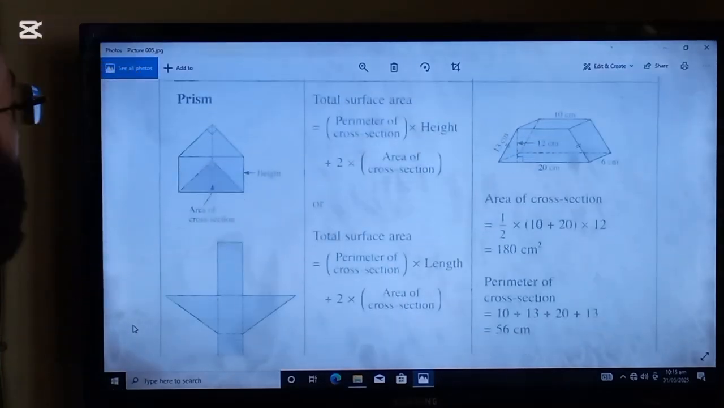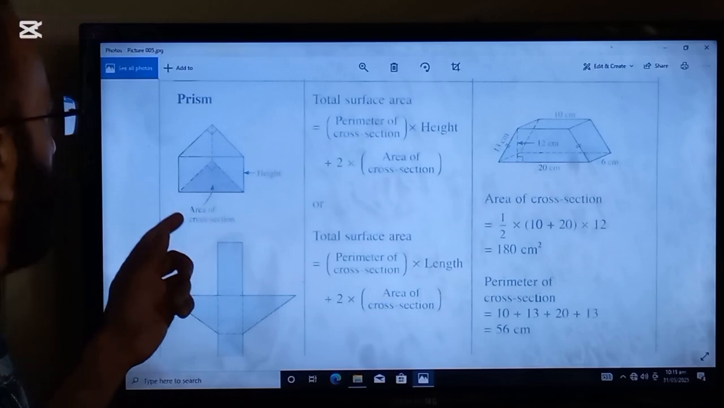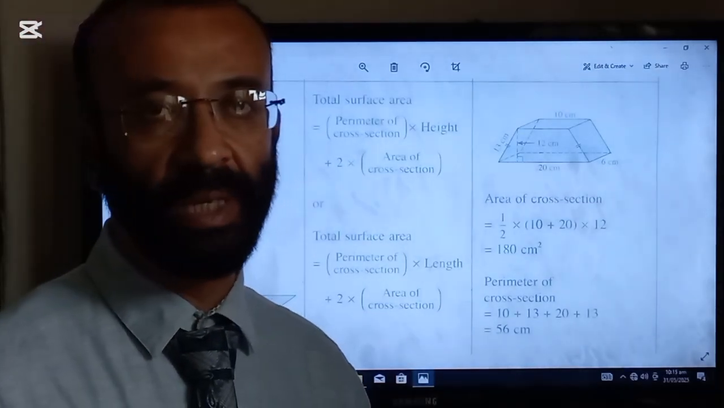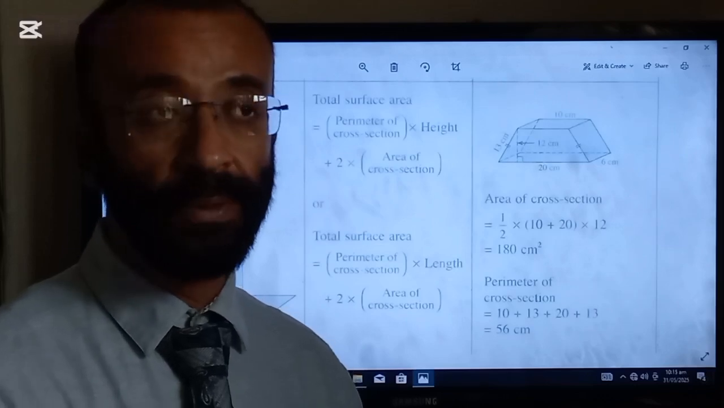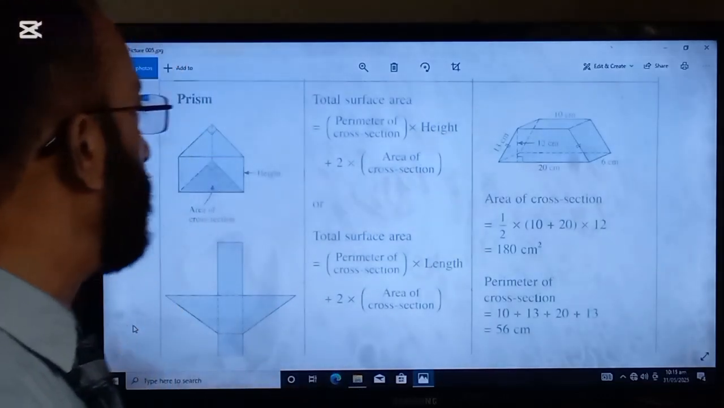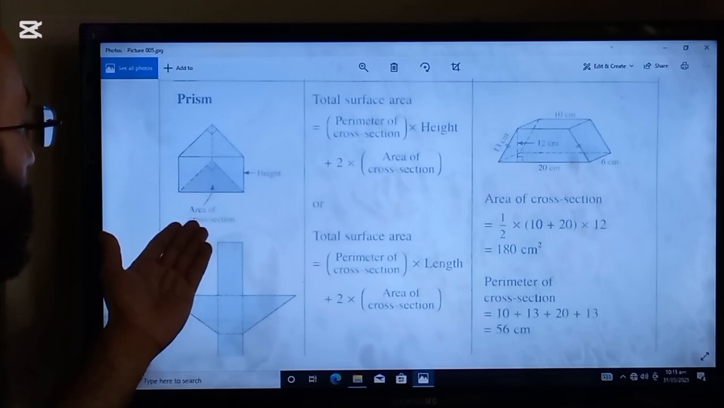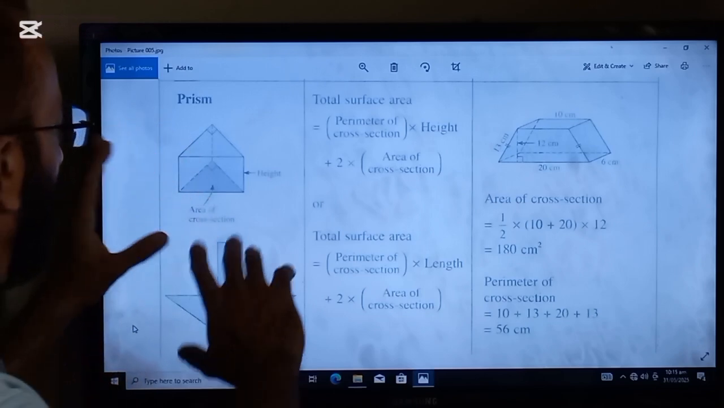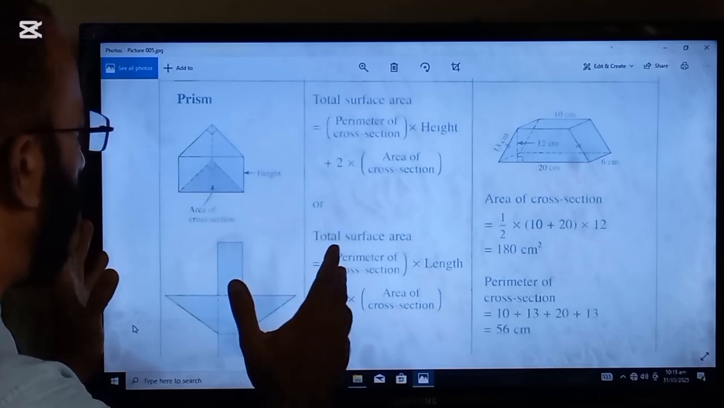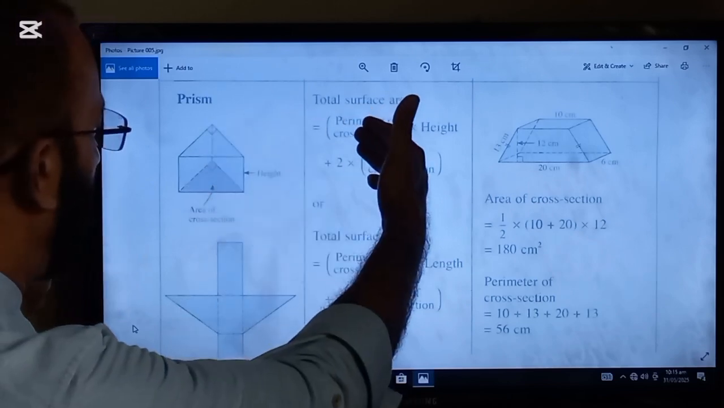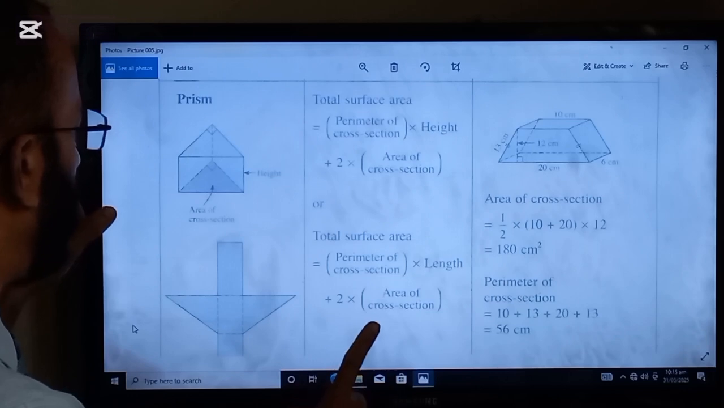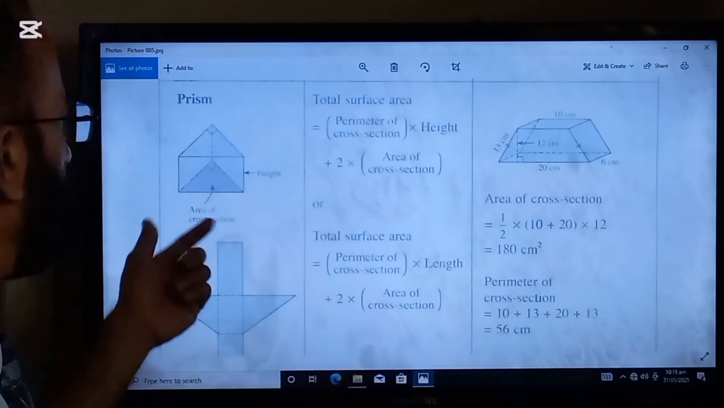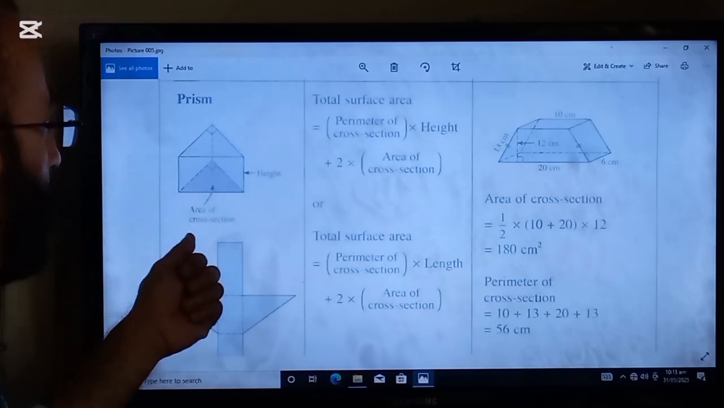Here is another important figure, that is a prism. So prism, I'm telling you again and again, the cross section is actually the side whose opposite side is exactly the same. So bottom will be the cross section because top is exactly the same, that are opposite sides. None of the other sides can be cross section because right and left cannot be same, front and back cannot be same. So bottom and top are the cross section.